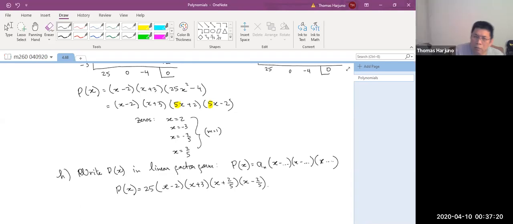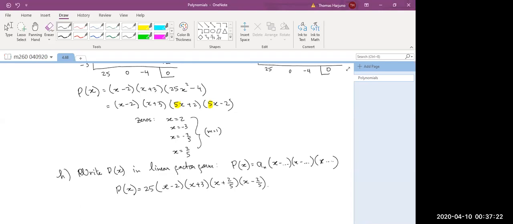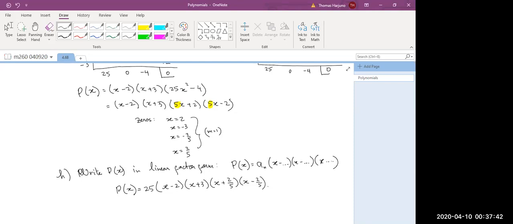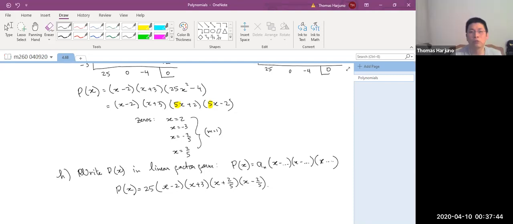Repeat it again. This linear factor form is the standard form of how a polynomial really exists, with the coefficient at the front, and each parenthesis has to be a linear factor. It must be x plus or x minus something. Okay.